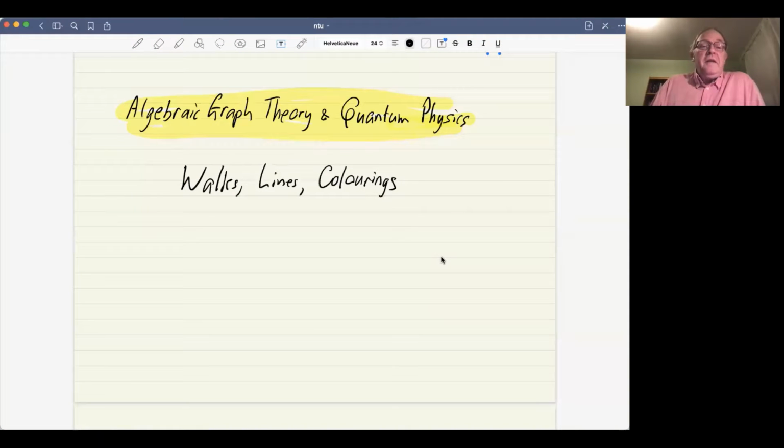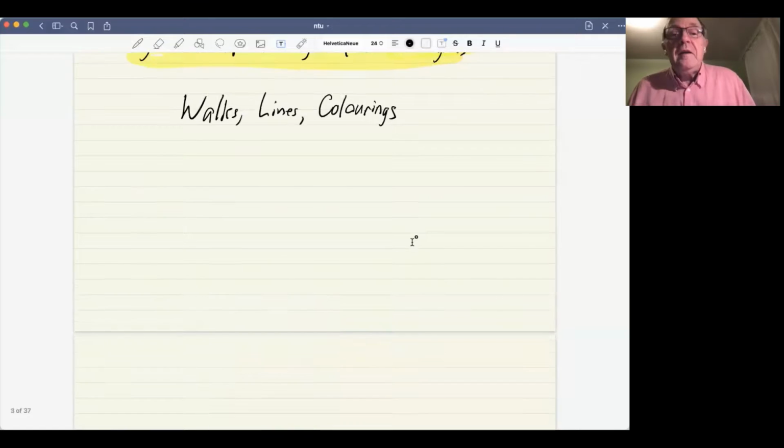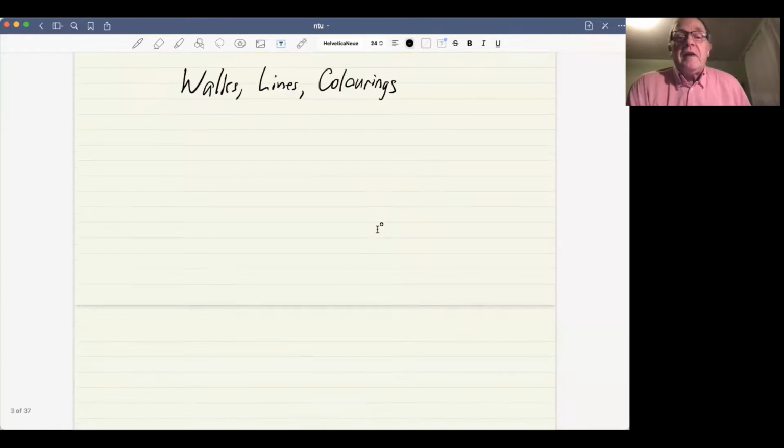Now, the subject has grown a lot, and so I'm going to give you a random sample of what things are going on. It's by no means complete, and it's not even particularly representative. So I'm breaking up the talk into three parts. I can talk about walks, lines, and colorings.